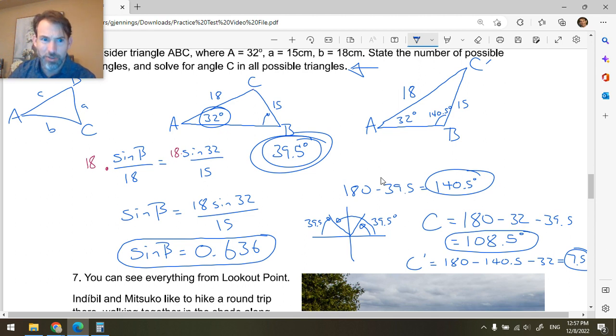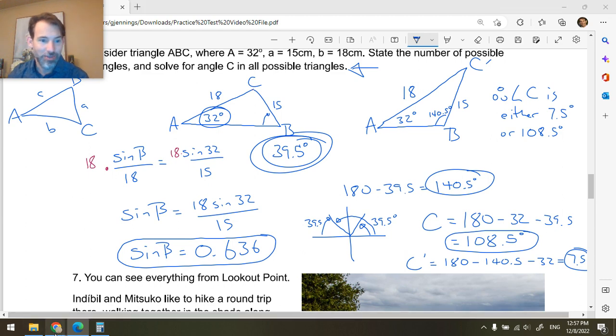I should really get this therefore statement at the bottom of my work, shouldn't I? Therefore, angle C is either 7.5 degrees or 108.5 degrees. So, any questions about that?